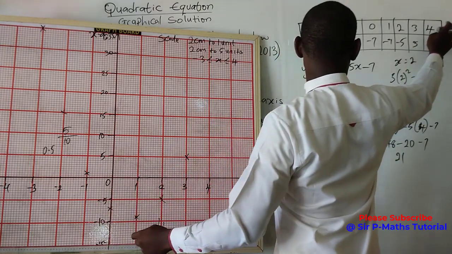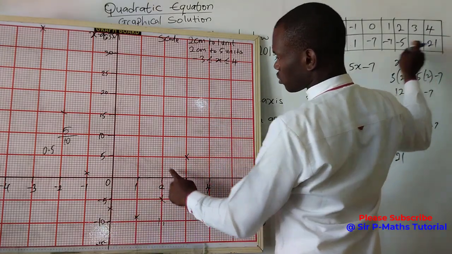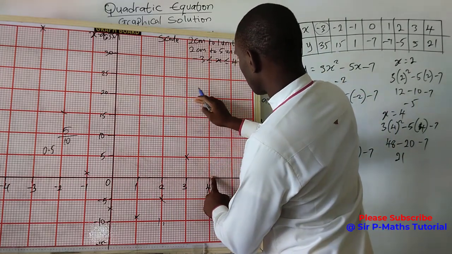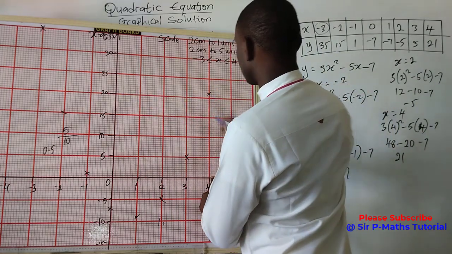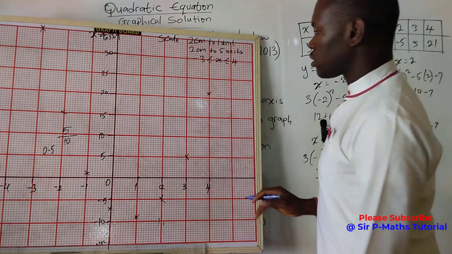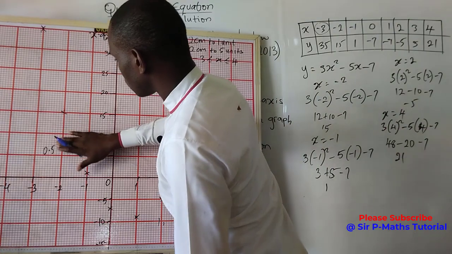And then finally, I have 4 and 21. This is my 4, and then 21 should be 2 lines above 20, the second line above 20, all right? So I've gotten all the points I need. The next thing I'll do is to join them.